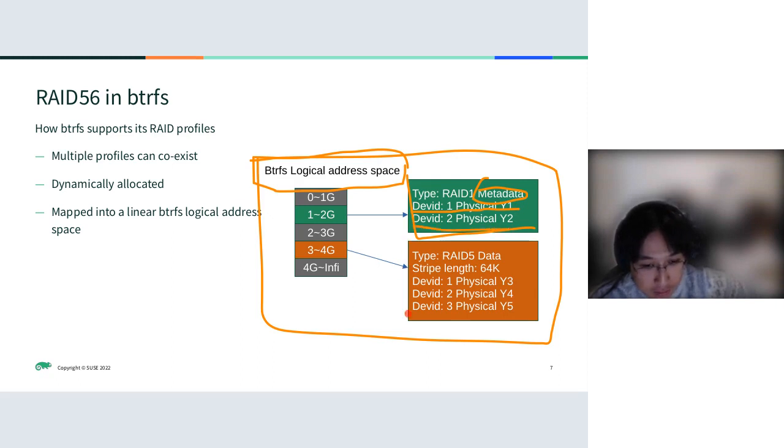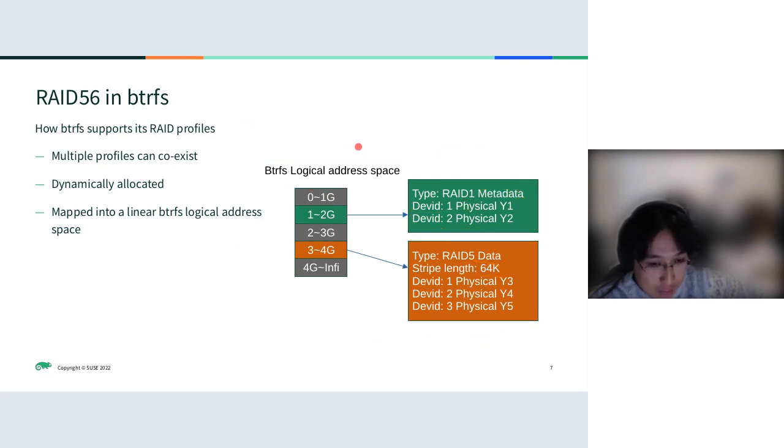And this is a RAID 5 example, which is for data, and its stripe size is 64K at certain physical locations. So in this case, Btrfs has two profiles, RAID 1 for metadata and RAID 5 for data. And for the gray sectors, which are not mapped, reads and writes on these sectors will cause an error. So that is the idea of Btrfs RAID 56. In short, Btrfs can have multiple profiles coexisting on the same file system.